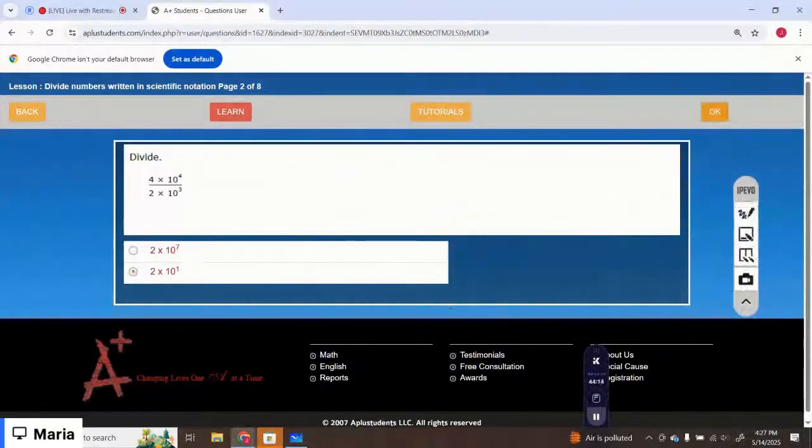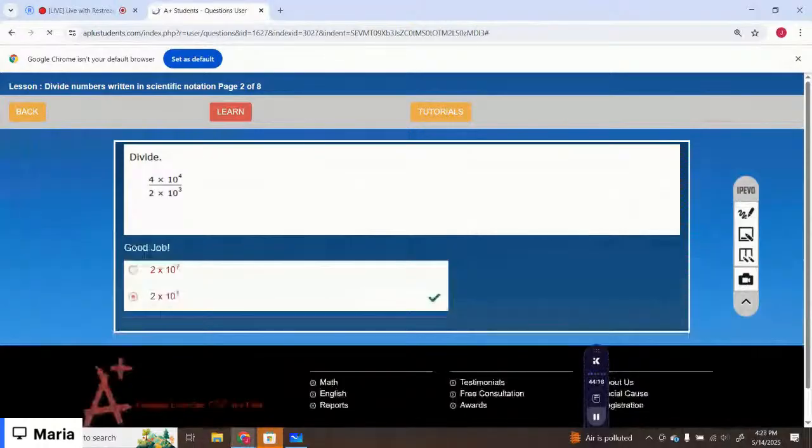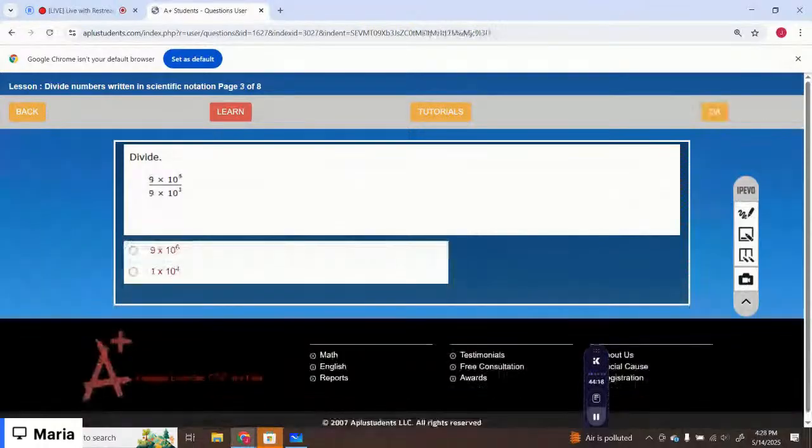Option number two is the correct option. Next, 9 times 10 exponent 5 divided by 9 times 10 exponent 1. So 9 divided by 9 is 1, and we subtract the exponents, 5 minus 1 is 4. So that is 1 times 10 exponent 4. Option number two is the correct option.